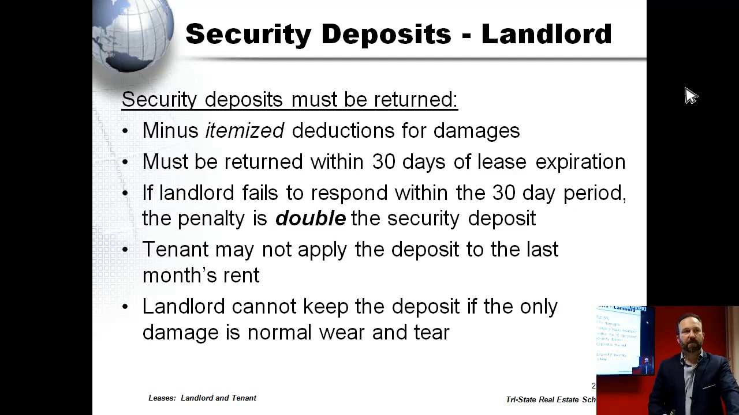sold. Security deposits must be returned, minus itemized deductions for damages, within 30 days of the lease expiration. If the landlord fails to respond within 30 days, the penalty is double the security deposit, according to New Jersey law. It's pretty hefty. The tenant may not apply the deposit to the last month's rent, and the landlord cannot keep the deposit if the only damage is normal wear and tear.